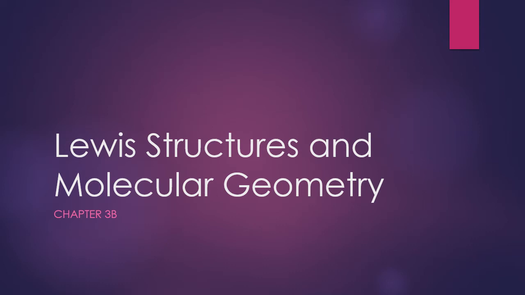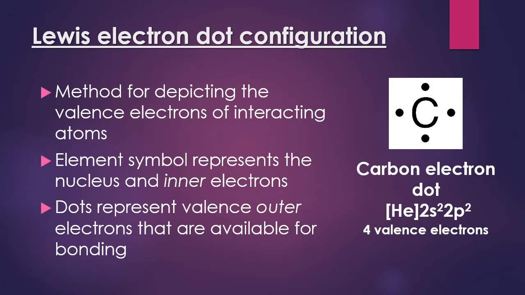For the second part of Chapter 3, we're going to be looking at Lewis structures and molecular geometry. So we'll start by talking about the Lewis electron dot configuration. You can see a picture of a Lewis electron dot configuration in that white square off to the right. And what this is, it's a carbon atom.